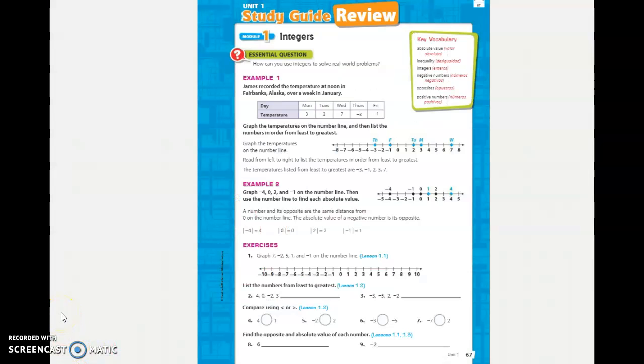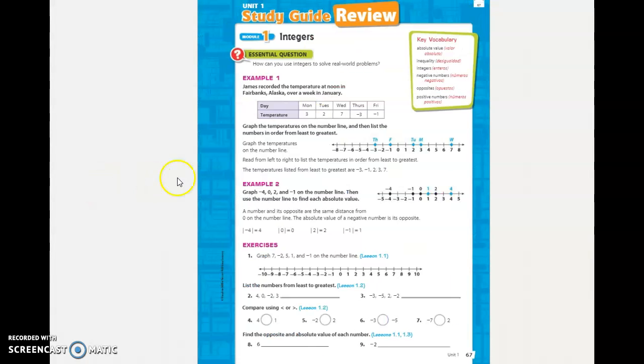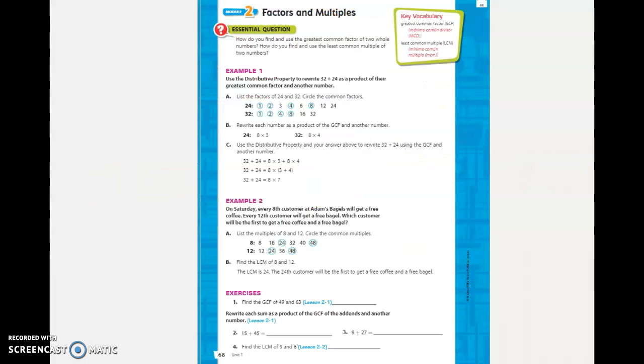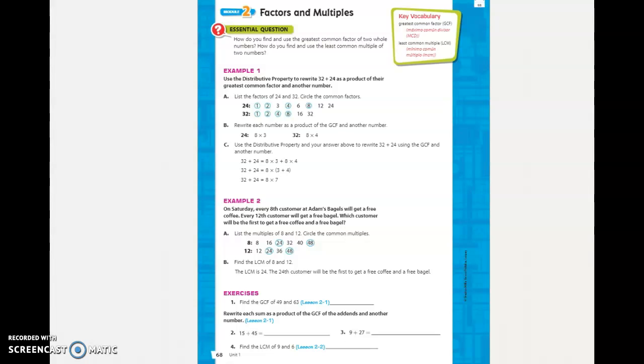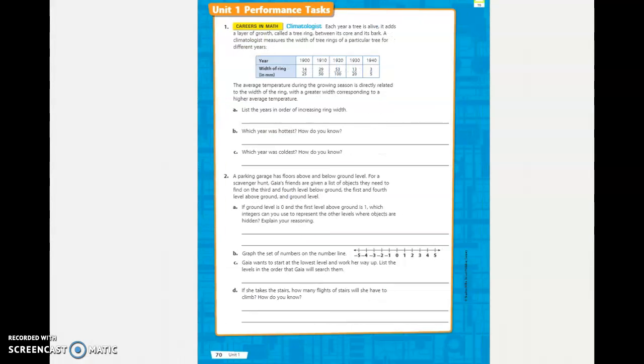Okay, the study guide is what you're going to be working on your own, and I'm going to make a separate video for you because I'll have to go through and show you the particular answers. But you're working on the study guide. You have Module 1 you're reviewing, which was all about integers. Module 2, where you're focusing on greatest common factor and least common multiple. And then Module 3, which was focusing on rational numbers. And then your homework is working on the performance task, which was page 70, completing all of that.